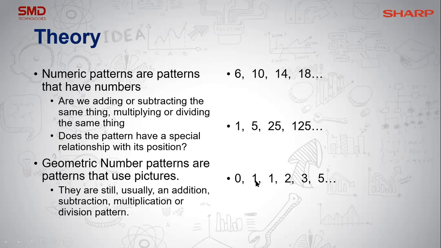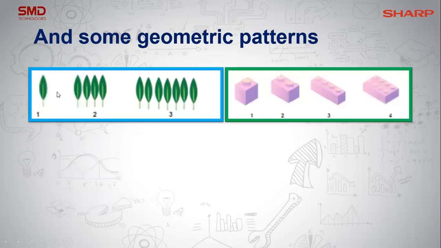Okay. Then, of course, geometric patterns are basically patterns that use pictures, but they follow the same rule. They're still adding or subtracting or multiplying and dividing by a different number. Okay, so here we can see I've got 1 leaf, then I've got 4 leaves, then I've got 7 leaves. So what have I done? I've added 3 each time. So my next picture is going to have 10 leaves. Still a numeric pattern, it's just shown in figurative form.